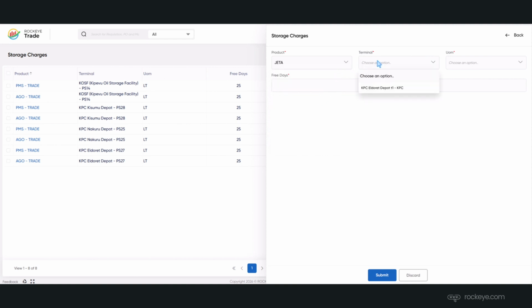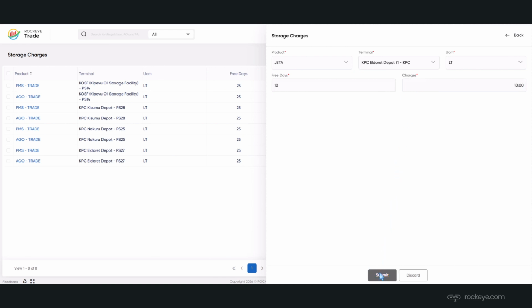Terminal defines the physical location where these specific rates apply. UOM sets the unit of measure used for calculating volume-based fees. Free days determines the grace period before daily storage penalties accrue. Charges specifies the daily monetary rate applied once the free period expires.